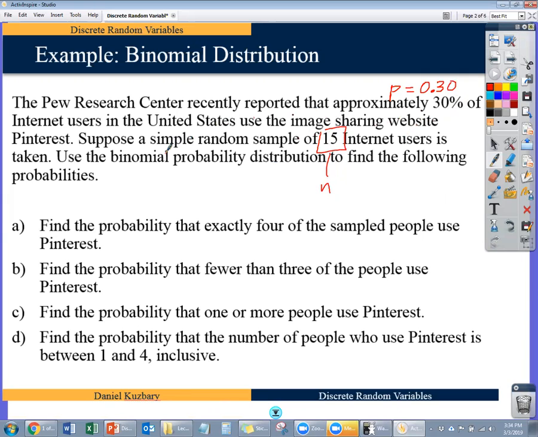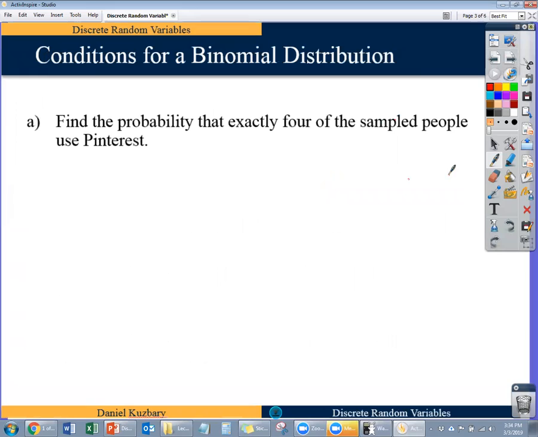Since this is a simple random sample, we're going to assume that these are independent trials. When you have something random like this, it's going to give us independence, which is good. What one person says is not going to affect what another person says. So we're going to find these 4 probabilities. Let's start with the probability that exactly 4 people use Pinterest, so the probability that X is equal to 4.